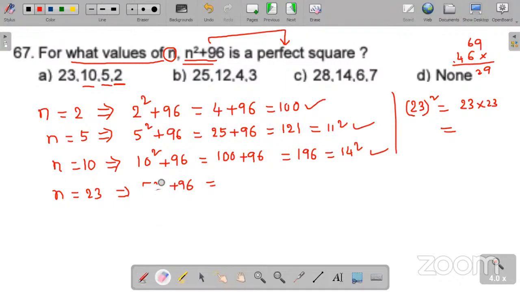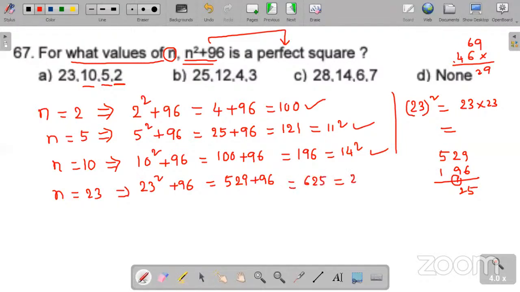Actually this is 23 squared, which is 529. 529 plus 96 is equal to 625. Yes, 625 is also 25 squared. That means for n is equal to 2, n is equal to 5, n is equal to 10, n is equal to 23, n squared plus 96 becomes a perfect square. So A is the right answer.